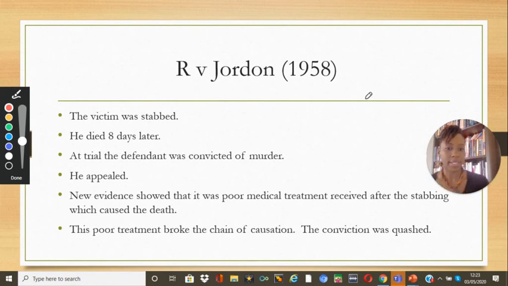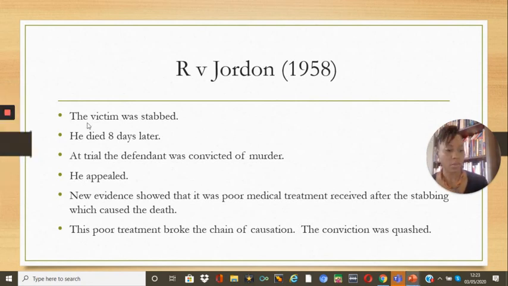Why was I found guilty of murder? Look at this new evidence. It has broken the chain of causation. It's a new event. And the court agreed. The court said this poor treatment did in fact break the chain of causation. So his conviction was quashed.